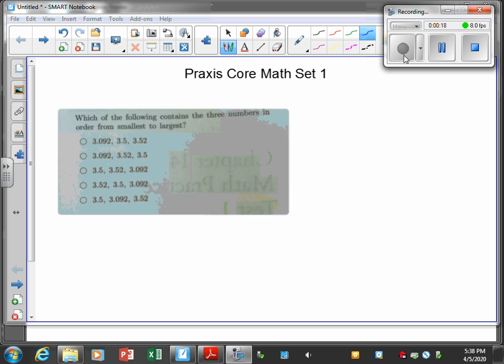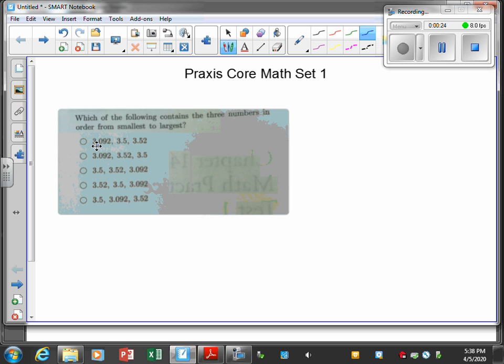And on this you want to focus on the ones digit, they all have threes, but the next focus is we're going to look here at the tenths place. So you can see this one goes from 3.0 to 3.5, so this one's going from smaller to larger, and 3.5 to 3.52, because this is technically 3.50. So it automatically looks like this first one's going to be our choice, but let's just make sure. This one goes from 3.0 to 3.52, then to 3.50. So that one's not going to work.